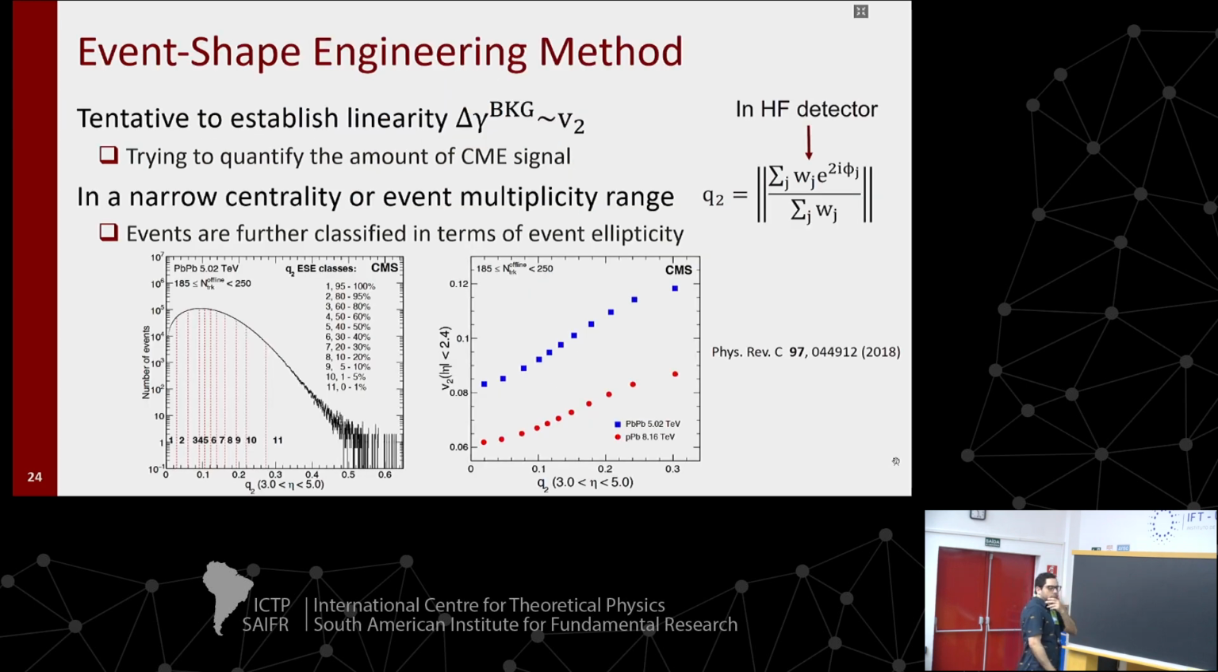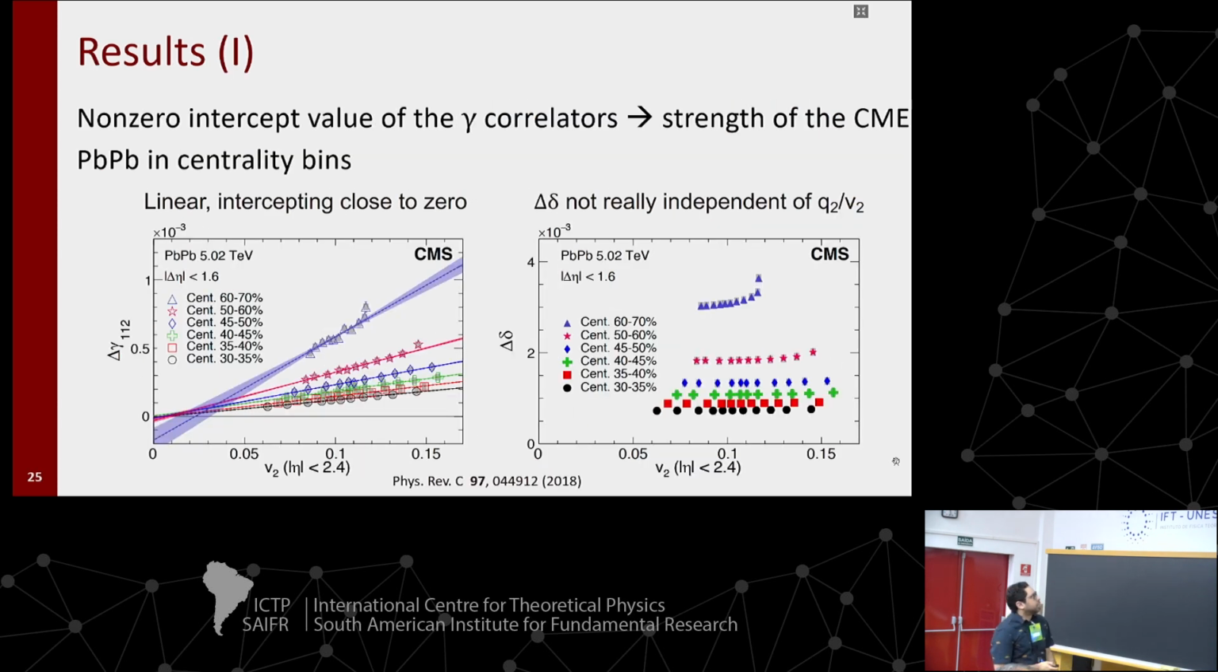So another procedure is the event shape engineering method that we have used. Basically, we calculate what we call the Q2 quantity, where we can slice this, because this relation is basically a direct relation with the V2. If we slice it in terms of V2, we can test the linearity of this relation of delta gamma. Okay, that was the idea.